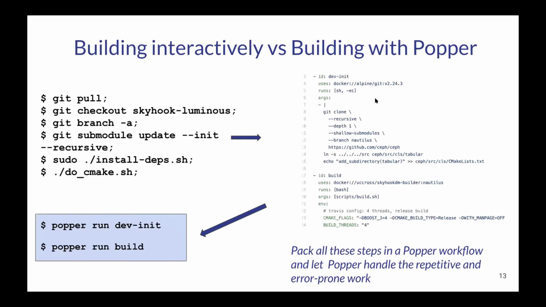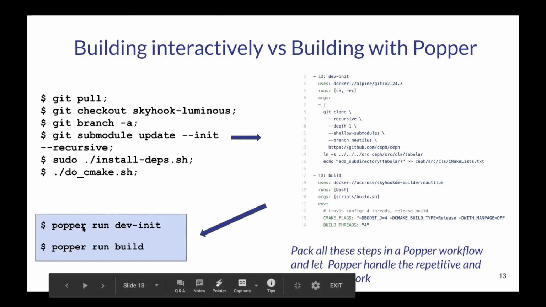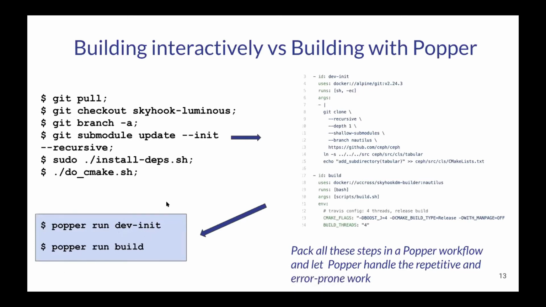So when you have a workflow like this, you can just run the two steps of the workflow. One is init, that is to clone the repository, and one is build. So with two commands, you are done building Skyhook on your machine or anywhere, without having to go through all the steps that are given in the documentation.